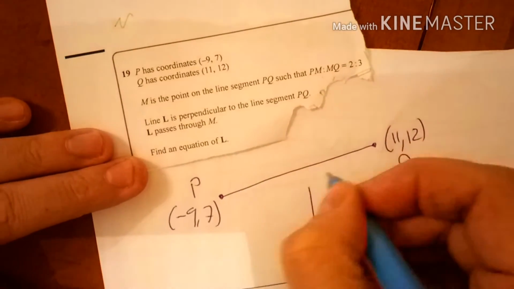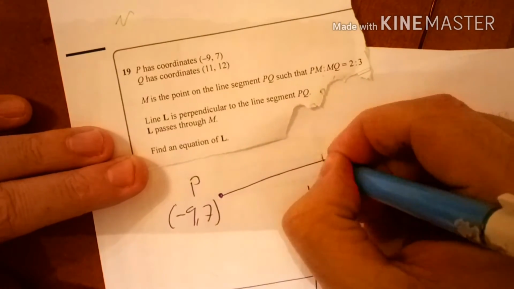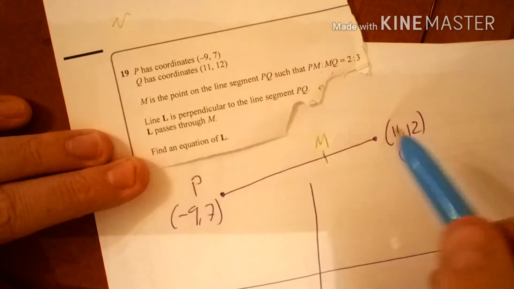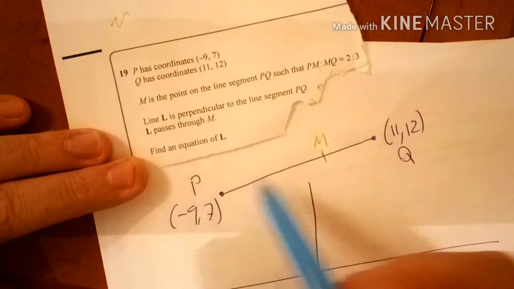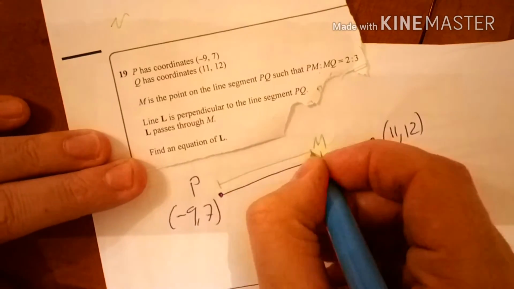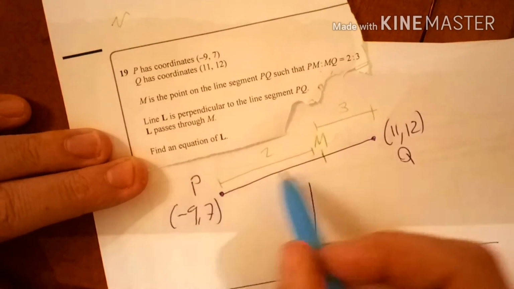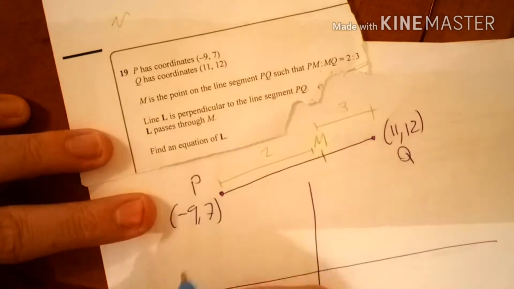Now it says this is a straight line. It says M. I'm going to use a different colour for M. It is here. It could be anywhere on this line. I'm just putting it there just because I can. It's on the line segment so that PM to MQ is 2 to 3. So on my line segment, this bit here will take 2 of it, and this bit here will take a ratio of 3. So this will be 2/5, and this will be 3/5, if you want to think of it like that.